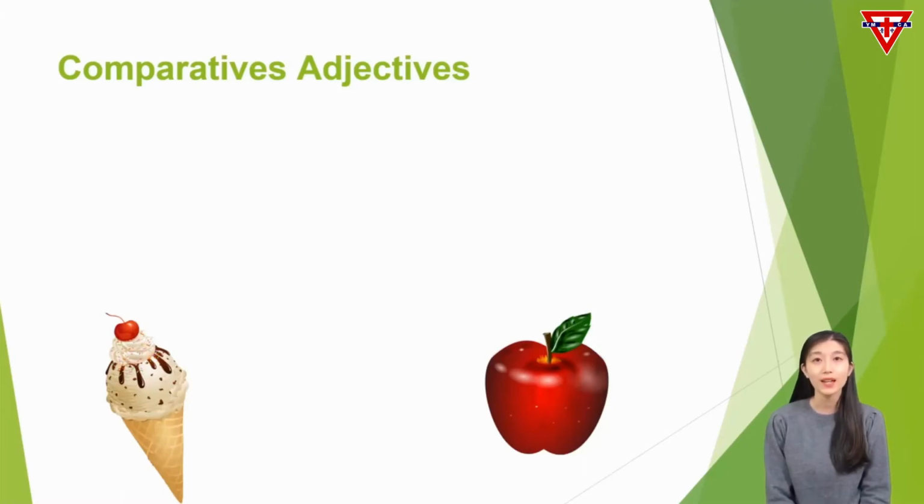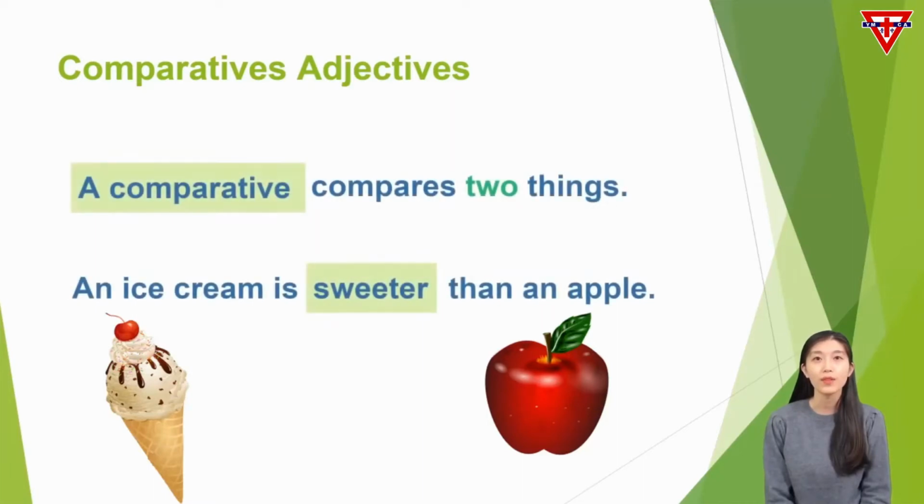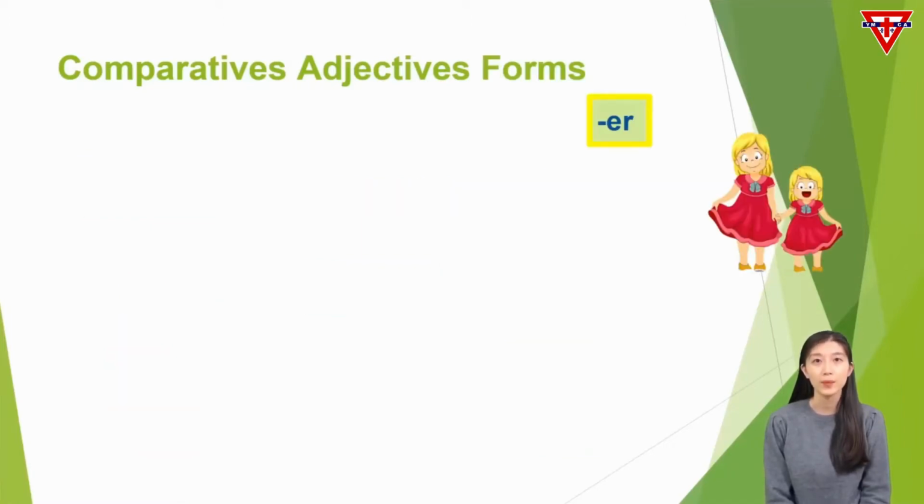Here we have an ice cream and an apple. Let's compare them with the adjective sweet. So we'll say an ice cream is sweeter than an apple. Sweeter is the comparative adjective. A comparative is used to compare two things. So in this case, the ice cream and the apple.